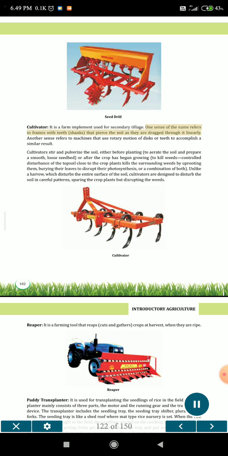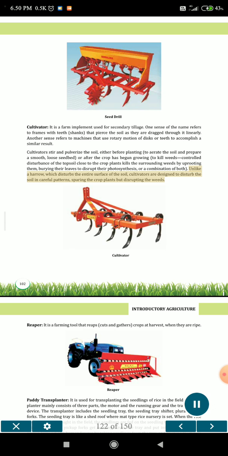One sense of the name refers to frames with teeth, shanks, that pierce the soil as they are dragged through it linearly. Another sense refers to machines that use rotary motion of discs or teeth to accomplish a similar result. Cultivators stir and pulverize the soil, either before planting, to aerate the soil and prepare a smooth, loose seedbed, or after the crop has begun growing, to kill weeds. Close disturbance of the topsoil near the crop plants kills the surrounding weeds by uprooting them, burying their leaves to disrupt their photosynthesis, or a combination of both.